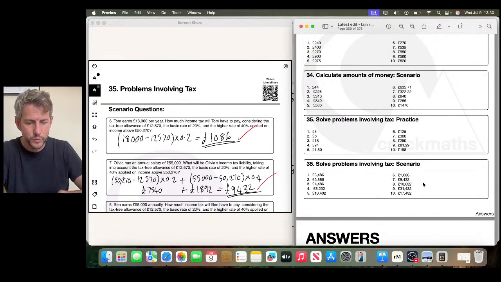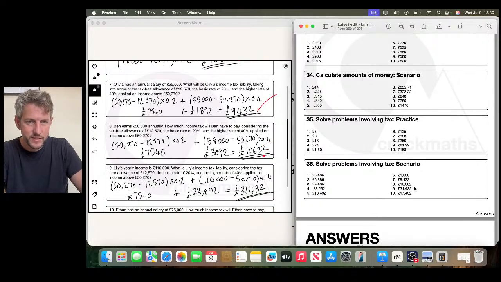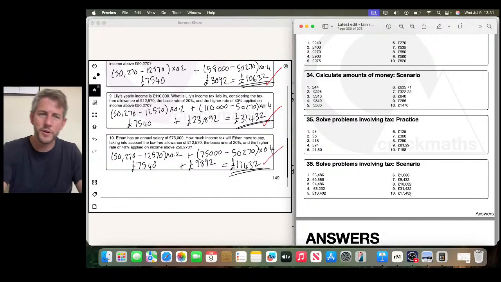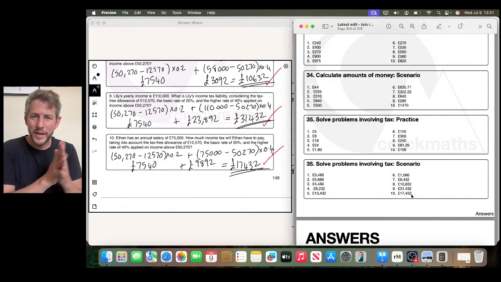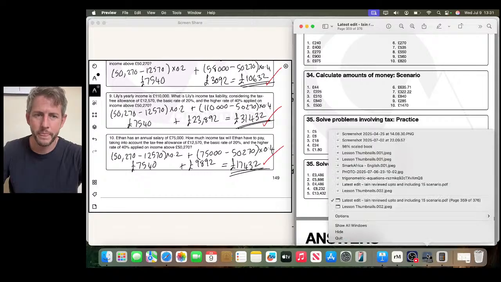Yeah, 9,432 is also correct. 10,632 is also correct. 31,432 is also correct. And 17,432 is also correct. Excellent. So that is complete agreement. So we are all good with the first half of the book. So excellent.